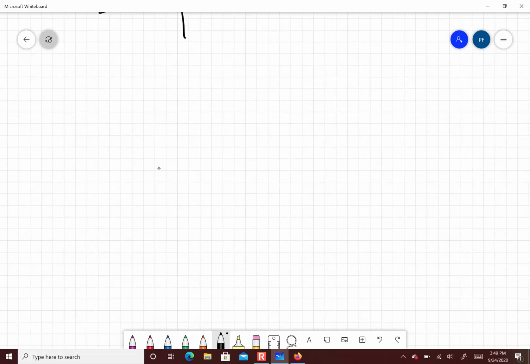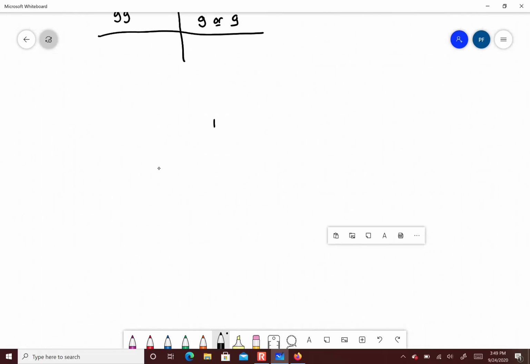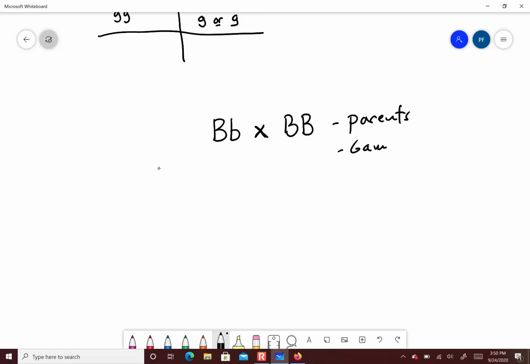Okay, so using our Punnett square, if we have a couple of parents, let's say we're going to cross this. So let's say these are our parents. Big B, little b, the X means we're crossing with, so big B, little b crossed with big B, big B. If that's a cross we want to do in one of our problems, the next thing I'm telling you you should do is figure out what the gametes can be.